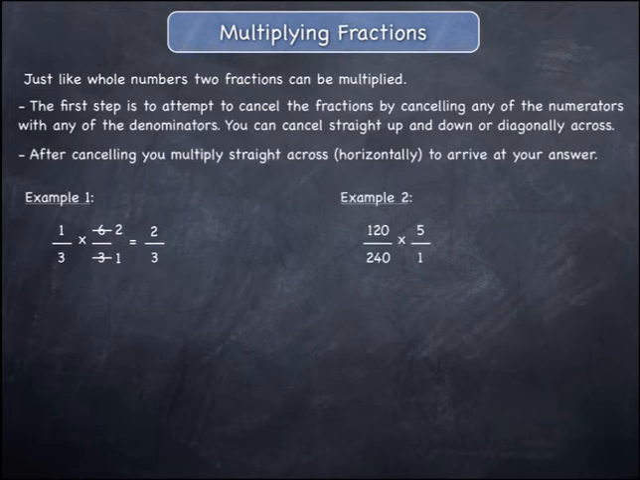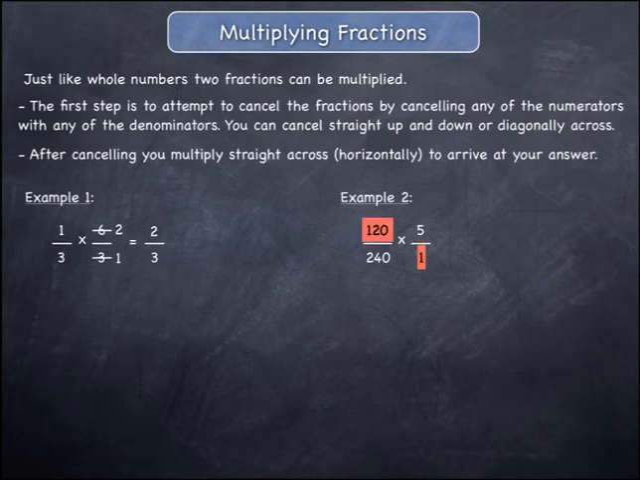Example 2. 120 over 240 multiplied by 5 over 1. You should try and determine whether any of the numerators will cancel with any of the denominators. There are four possibilities. Firstly, the first fraction's numerator and denominator, in this case 120 and 240. These numbers will cancel by applying the 2 rule. Then the second fraction's numerator and denominator, in this case 5 and 1, which will not cancel any further.